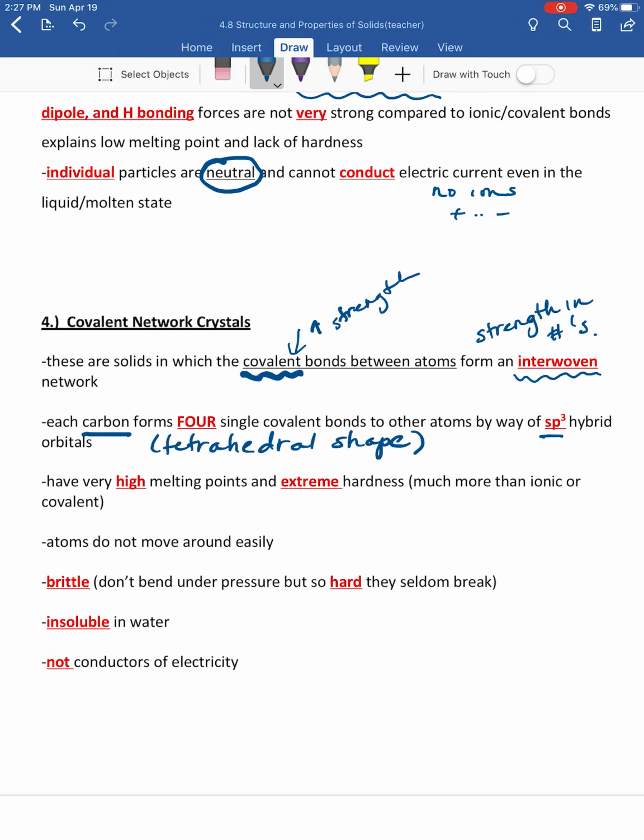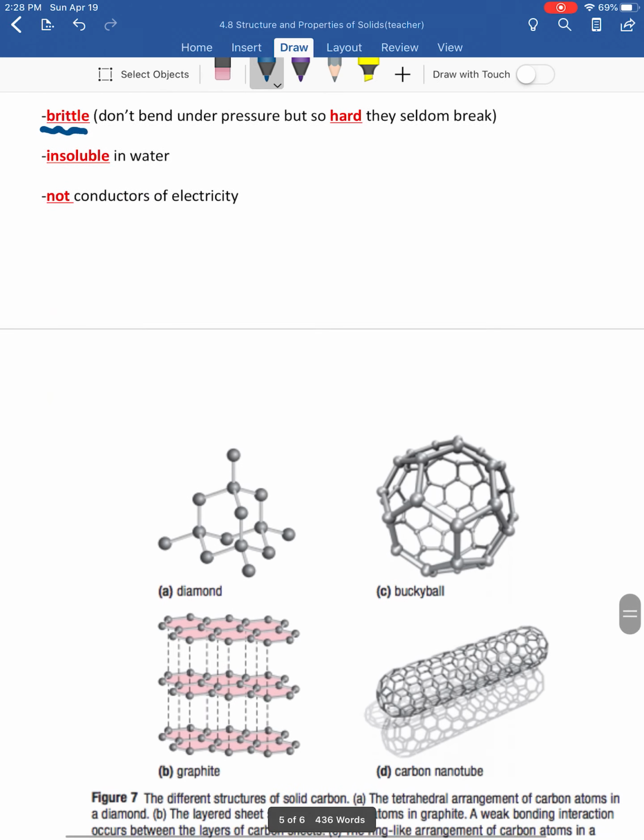Notice how I'm not saying forces, I'm saying bonds. So there's no flexibility, okay? There's no movement. It's not like an electron cloud, and you can't induce a dipole. So these crystals are pretty stuck in place. So for that reason, once again, they are hard, but if you force the crystal to readjust, they will shatter. They're insoluble in water because they are not polar. And because there's no ions, they don't conduct electricity.